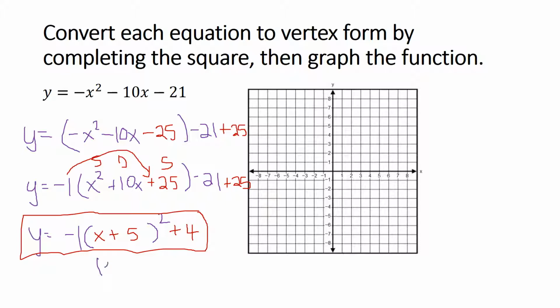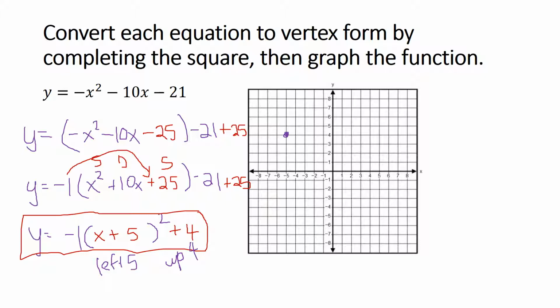Okay, we can graph this. X plus 5 is going to shift our graph to the left 5. And the plus 4 is going to shift our graph up 4. So left 5, up 4.